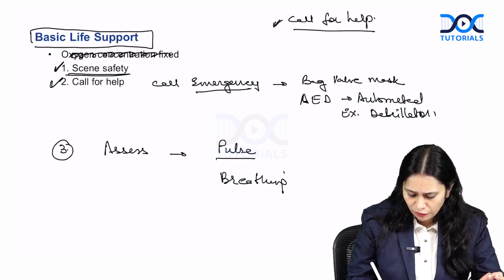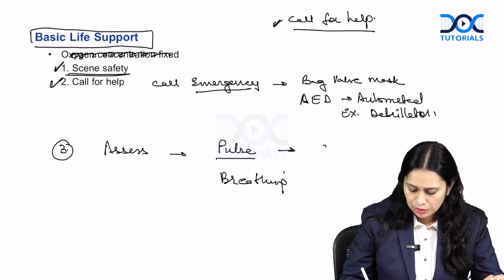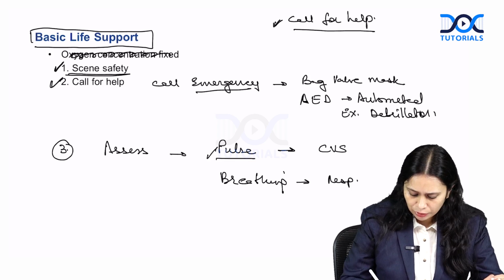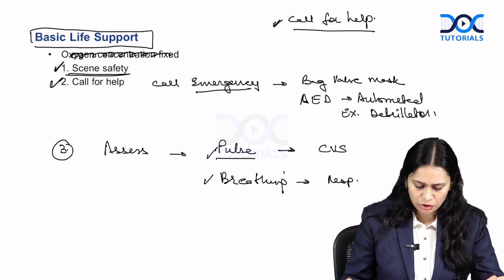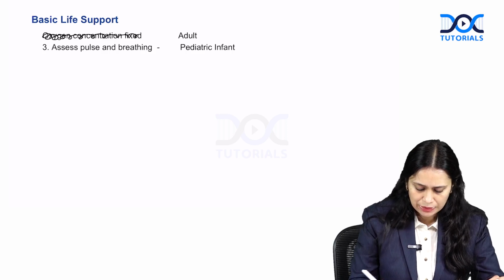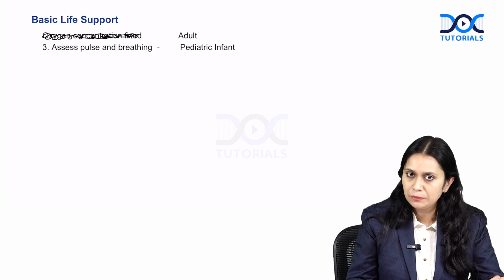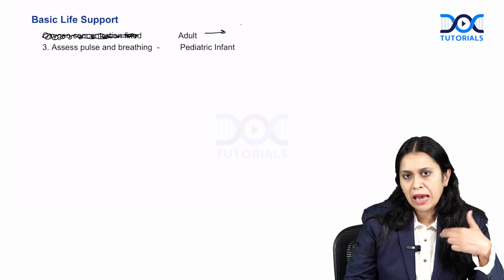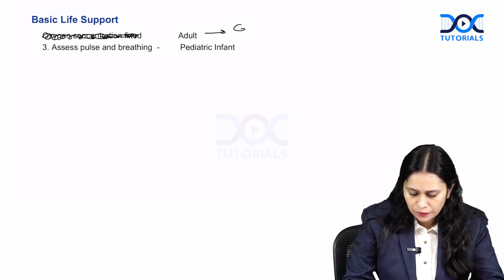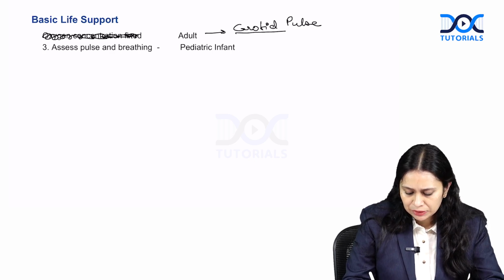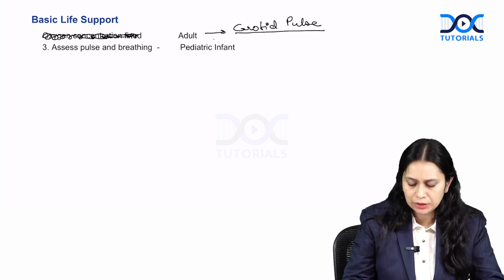Now, assessment of pulse will tell us about the cardiovascular status of the patient, and breathing would tell us about the respiratory status of the patient, right? So how would we assess the pulse and breathing? In an adult, we assess the pulse and breathing by palpating the carotid pulse. In an adult, we always palpate the carotid pulse, okay? The carotid pulse is the only pulse palpated in an adult.